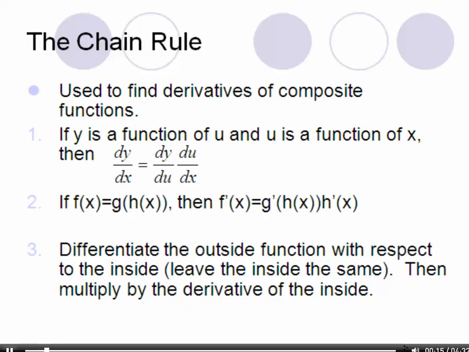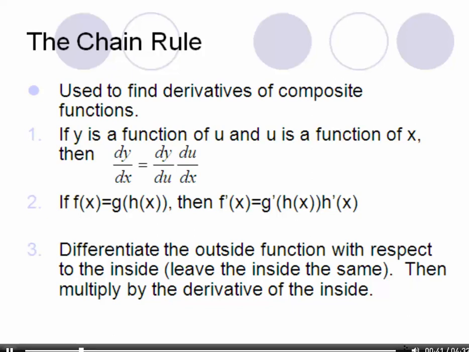We can say if y is a function of u and u is a function of x, then dy/dx equals dy/du times du/dx. Or we can say if f of x equals g of h of x, then f prime of x equals g prime of h of x times h prime of x.